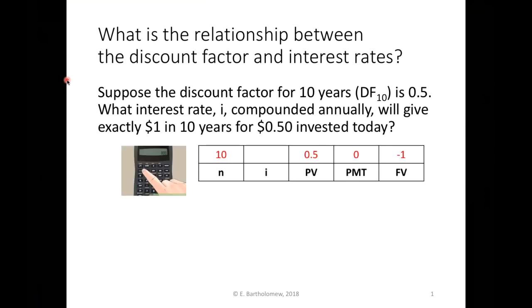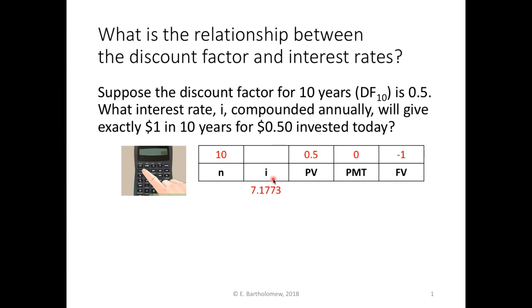Well, we can actually do this using the TVM keys on our financial calculator. We would put 10 for 10 years in the N register. We would put 0.5 representing the present value in the PV register. Since there's no intermediate cash flows, we'd put 0 in payment, and then -1 representing the $1 in the future. And then to get the interest rate compounded annually that would equate all of these, we would hit the I key.